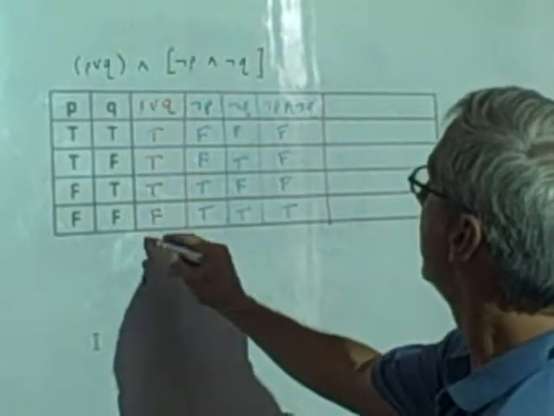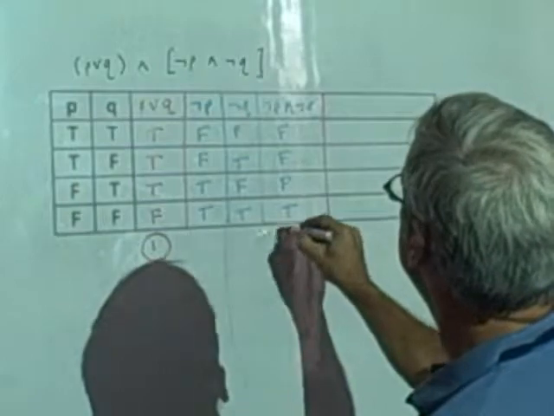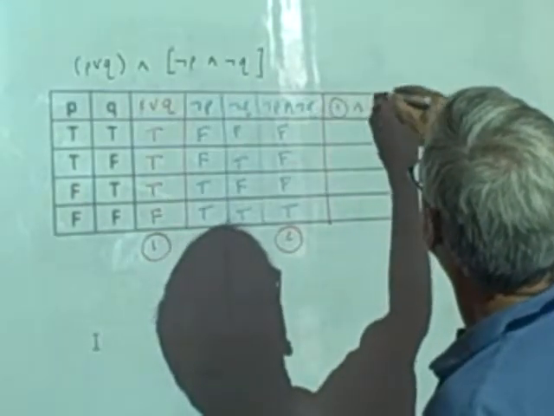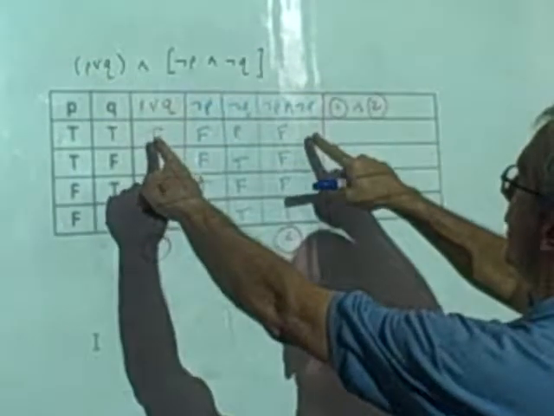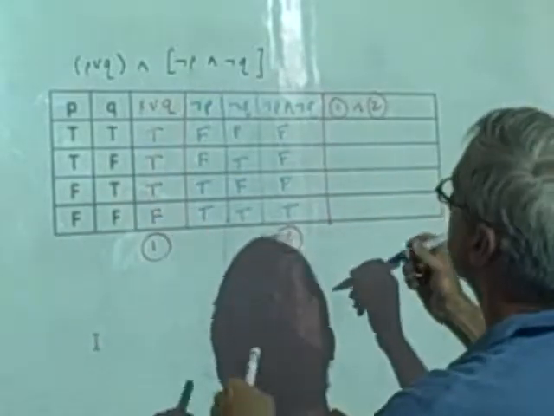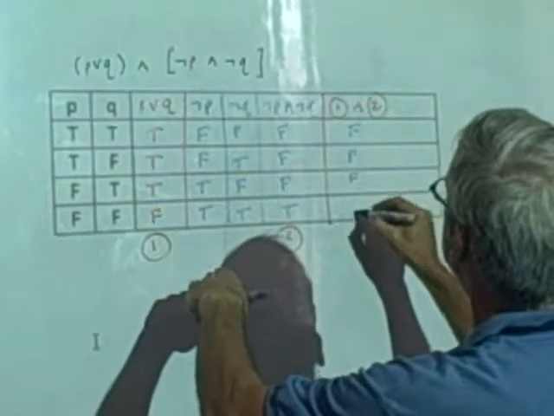Now, on the last column, let's use that shorthand I showed in the last one. We'll look at this one as compound statement 1. This one's compound statement 2. And what I'm going to do is look at the conjunction of 1 and 2. Okay. Well, to fill that in, I look at 1 and 2, and I put in a false if either of them is false. The only place I can put a true is if they're both true. So this one's false, false, false, and false.